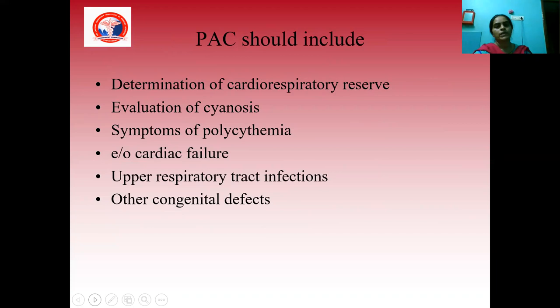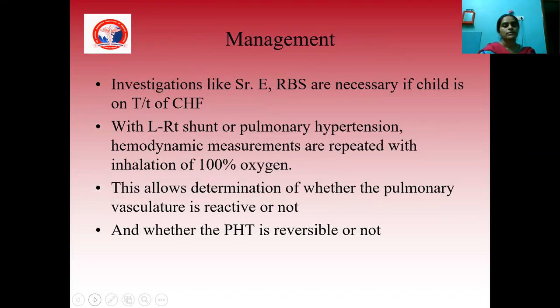So the pre-anesthetic checkup should include determination of cardiorespiratory rhythm, evaluation of cyanosis, symptoms of polycythemia, symptoms of cardiac failure, upper respiratory tract infections, other congenital defects. The management includes clinical investigations like serum electrolytes, random blood sugar, and treatment if the child is on treatment for congestive heart failure with left to right shunts or pulmonary hypertension. Hemodynamic measurement is repeated with inhalation of 100% oxygen. This allows determination of whether the pulmonary vasculature is reactive or not, and whether the pulmonary hypertension is reversible or not.